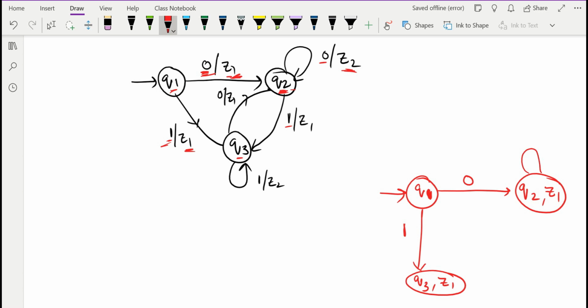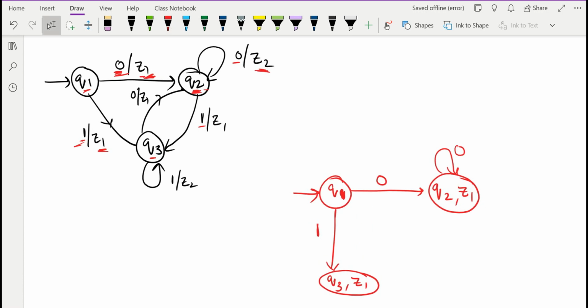But if I do this, there will be a problem. This is the interesting one. If I take this 0 and remain in Q2, and make this transition, here the output is Z2 and here the output is Z1. This is a conflict. I cannot have two outputs with one state. So I cannot draw this transition because of this very reason.